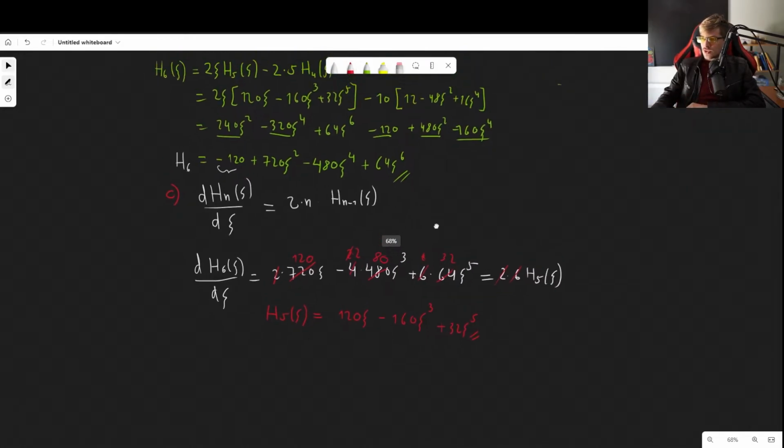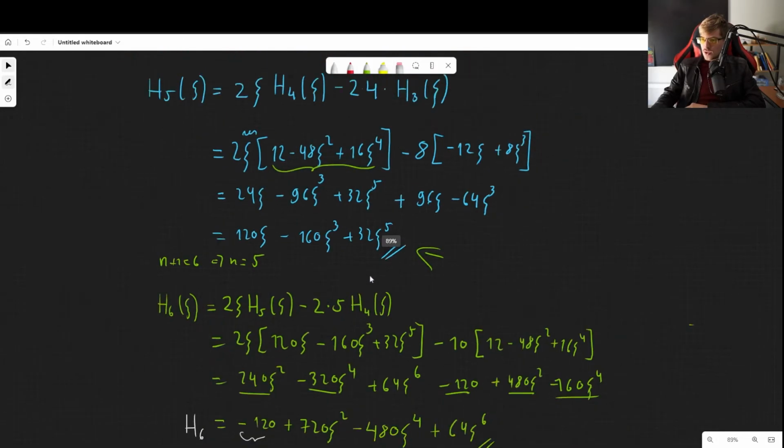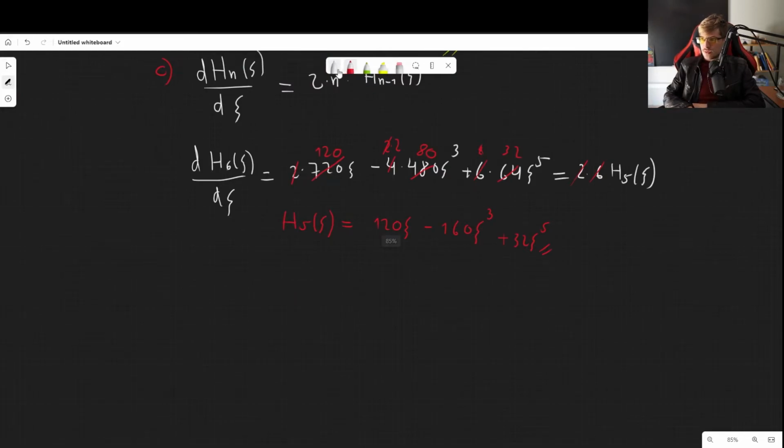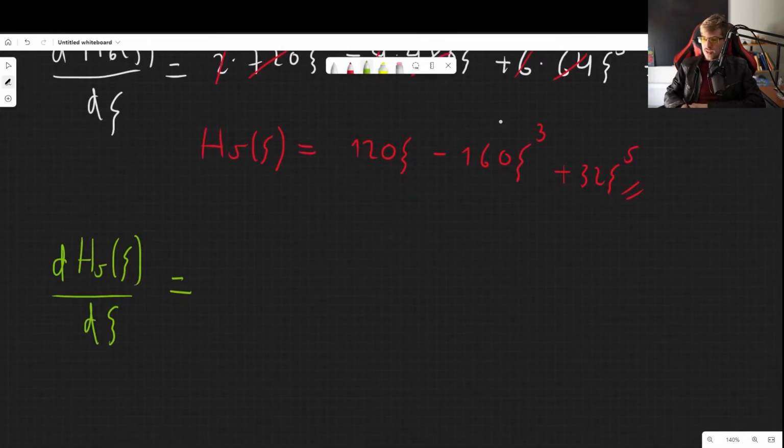And we have already found it, so let's double check. h5 is 120 psi minus 160. Yeah, the exact same thing. So let's now test it with the 5th Hermite polynomial. Now, in this case, what is the 5th Hermite polynomial? It's what we just found here, so let's differentiate it again. So we get 120 minus 3 times 160 psi squared plus 5 times 32 psi to the 4th power.